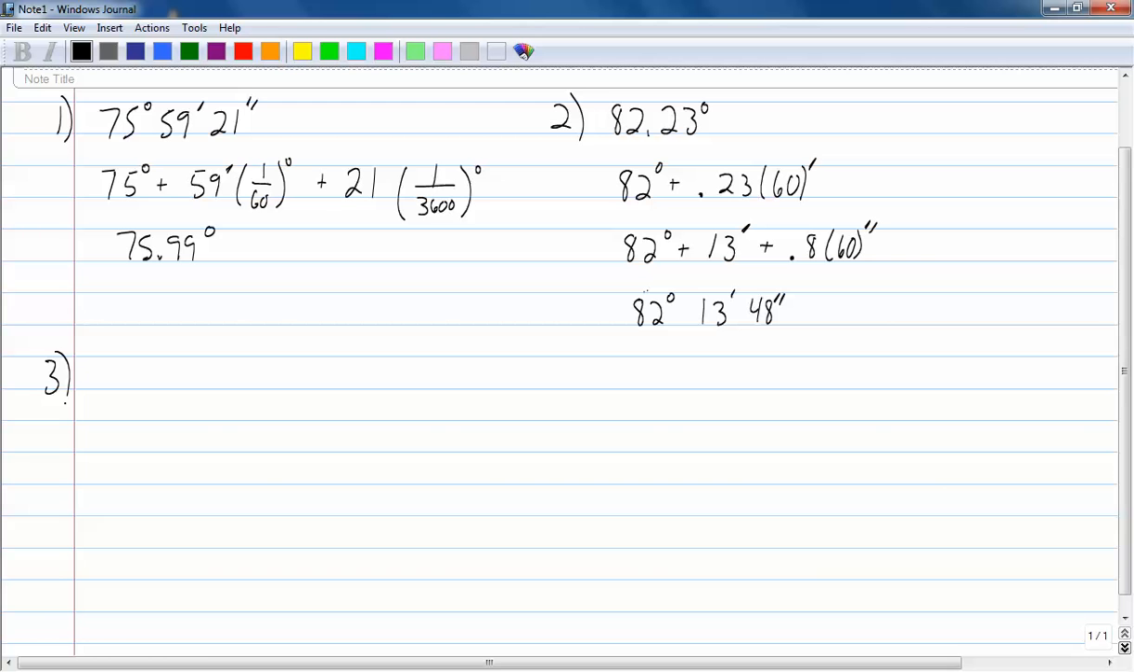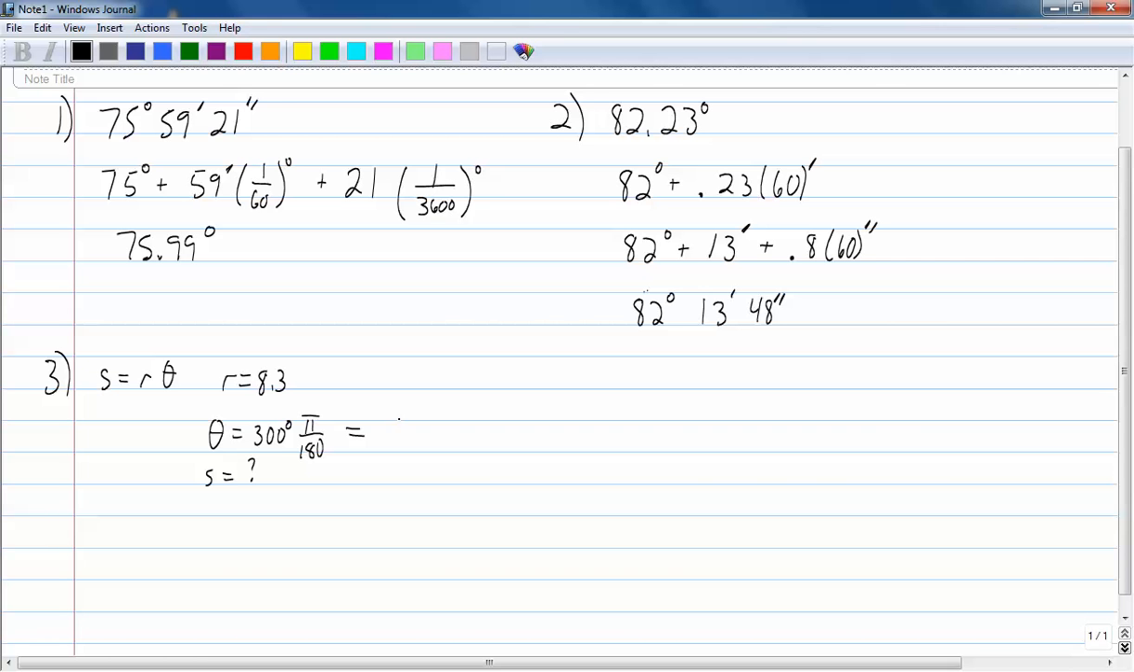The next one is finding the arc length. Arc length is S equals R theta, where theta must be in radians. We're given R equals 8.3 inches. Theta equals 300 degrees. What is the arc length? So change 300 degrees over to radians first. You do that by multiplying it by pi over 180 and simplifying.